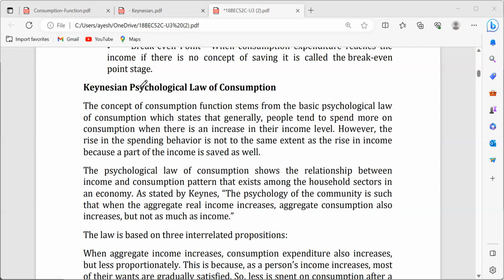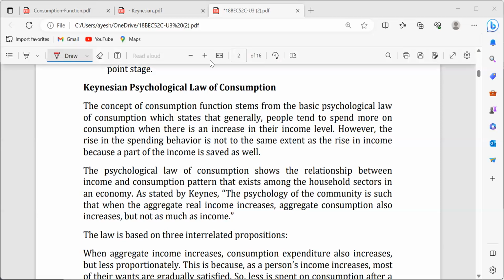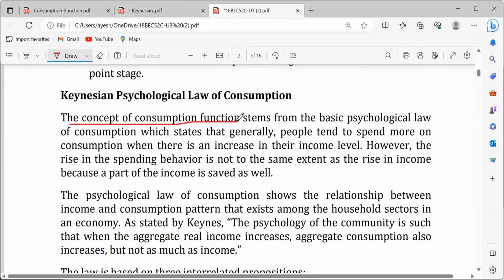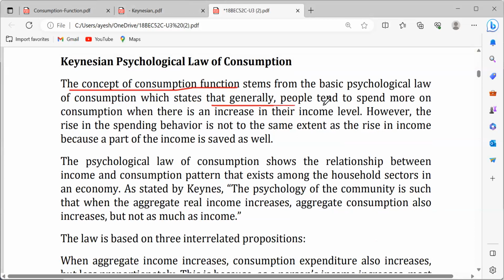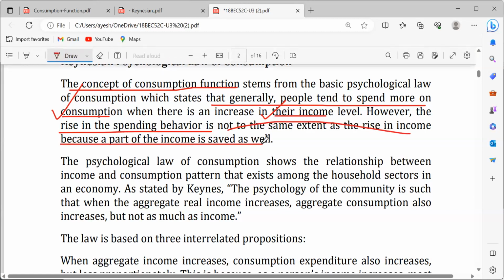So yesterday we had stopped at the Keynesian law of consumption. The concept of consumption function is a psychological law, which helps you know that people tend to spend more on consumption when the income increases. This is what we saw in yesterday's class. The rise in spending behavior is never the same, it always tends to change. It is not to the same extent as the rise in income, because part of the income is saved.